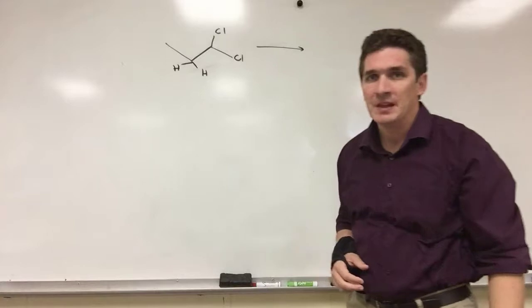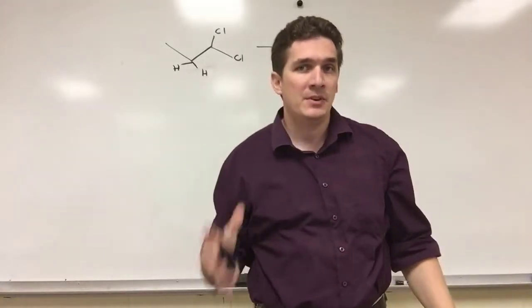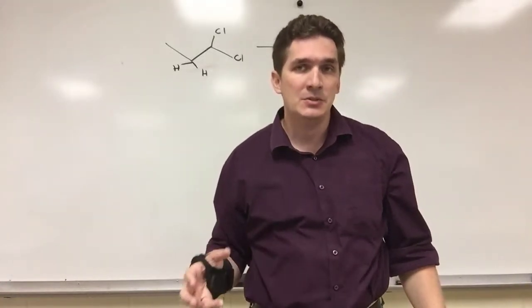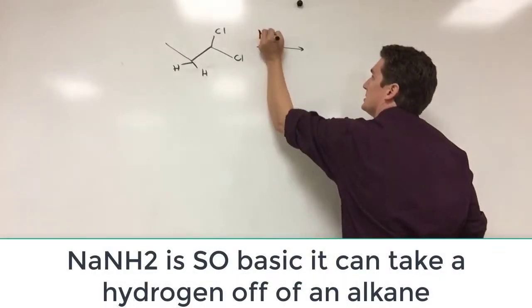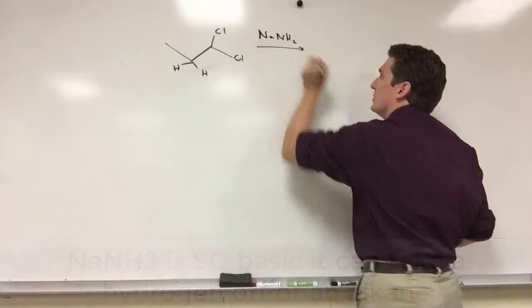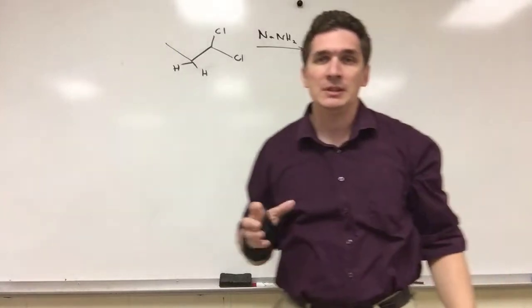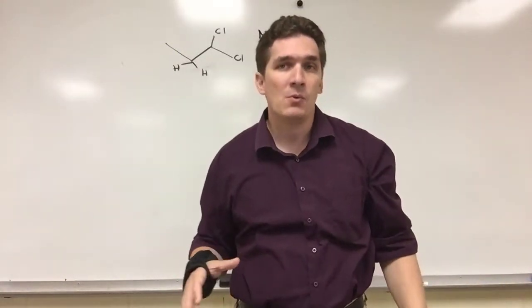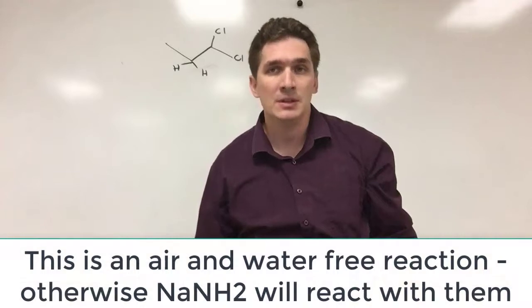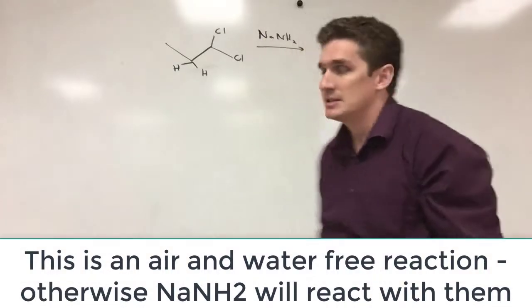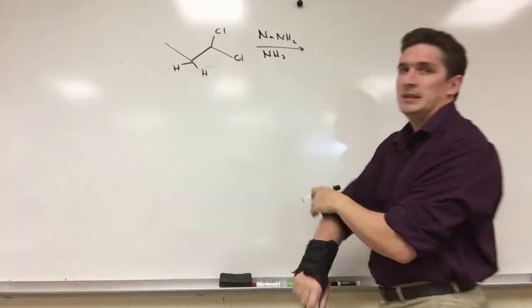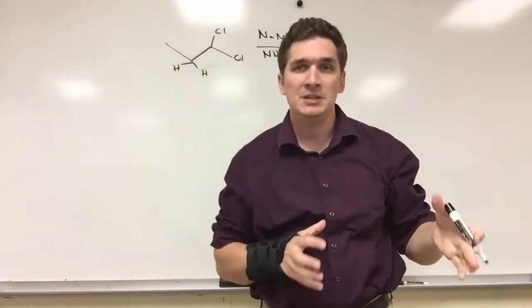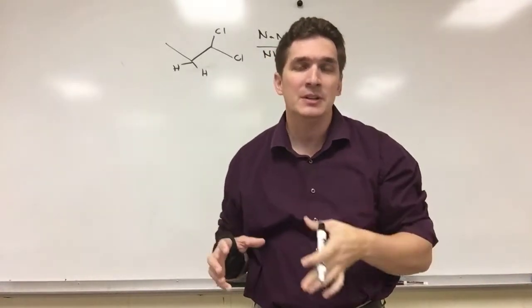from this alkane. Now, alkanes are not very acidic, so the base we're using here, the NaNH2, is super aggressive. And it is so aggressive that we're going to have to do this completely air and water free. If there is any air or water, we're going to form NH3, the ammonia, and sodium hydroxide. The solvent here is NH3.